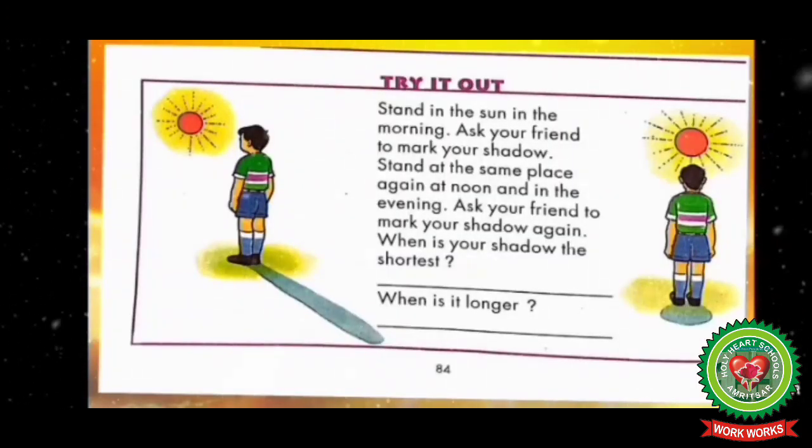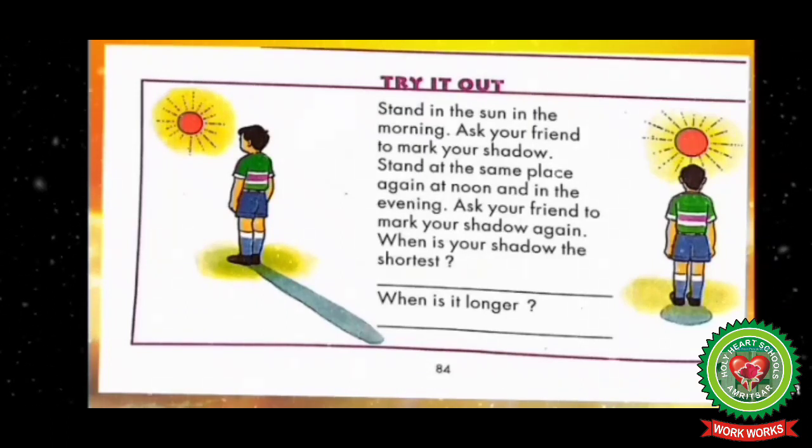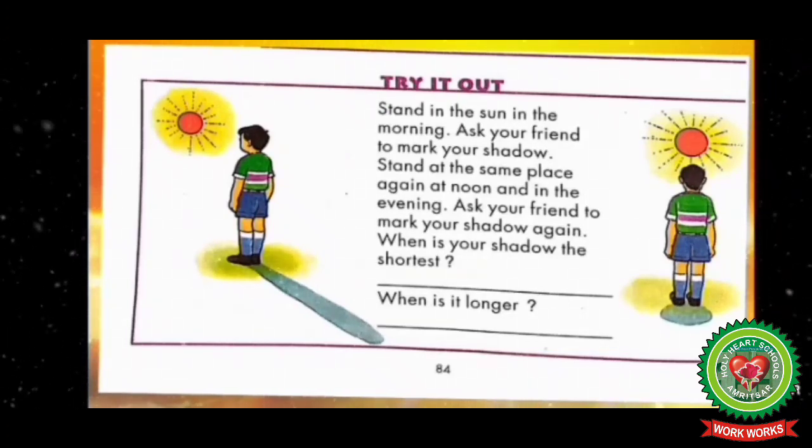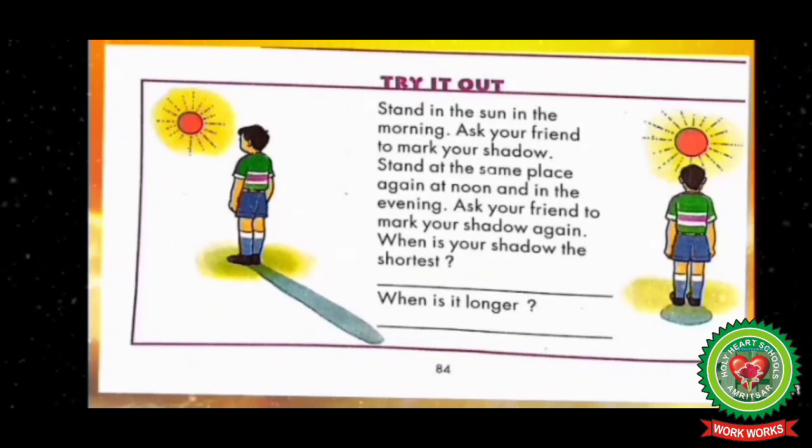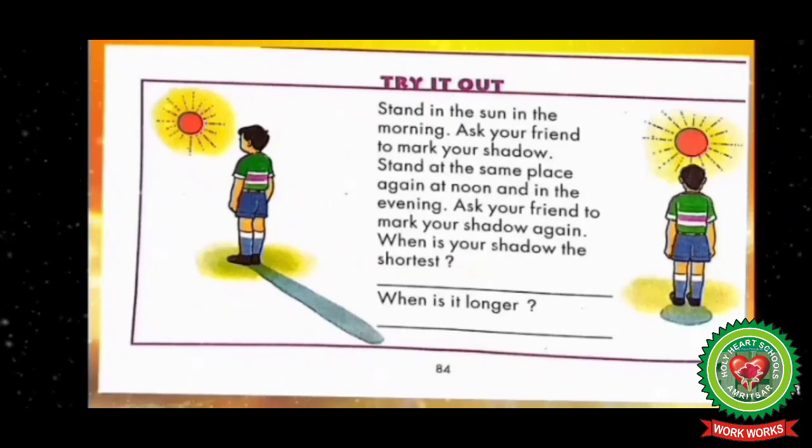Now next, try it out. Stand in the sun in the morning. Ask your friend to mark your shadow. Stand at the same place again at noon and in the evening, and ask your friend to mark your shadow again. Now, when is your shadow the shortest?